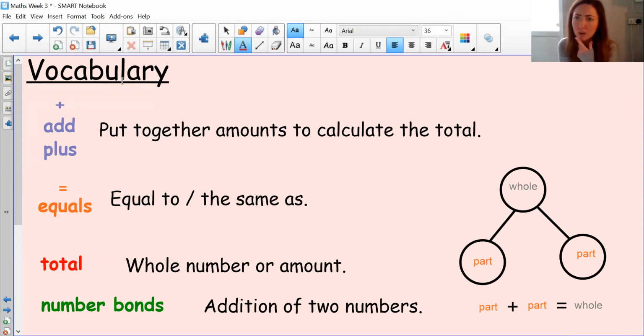Just a quick question before we move on. Do part-whole models always need to look like this? Do they always need to be that way around? Well done if you said no. It doesn't matter what position they're in, does it? Sometimes we can have the whole number at the bottom and the two parts above, or the two parts to the side and the whole to the other side. It doesn't matter. It's just about looking at where those circles are and how they're joined.